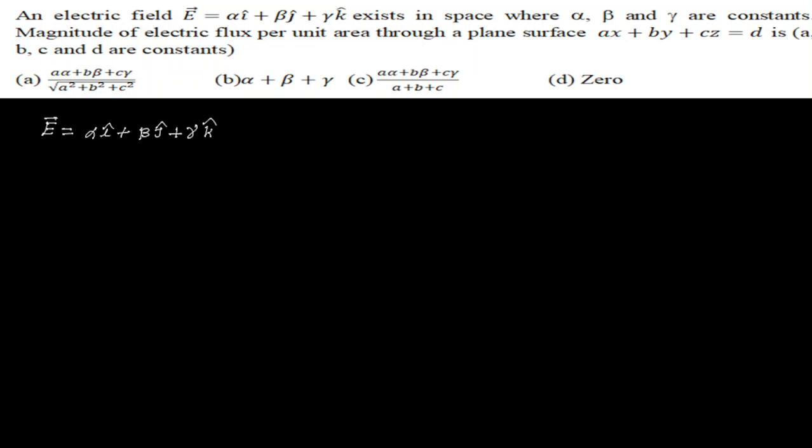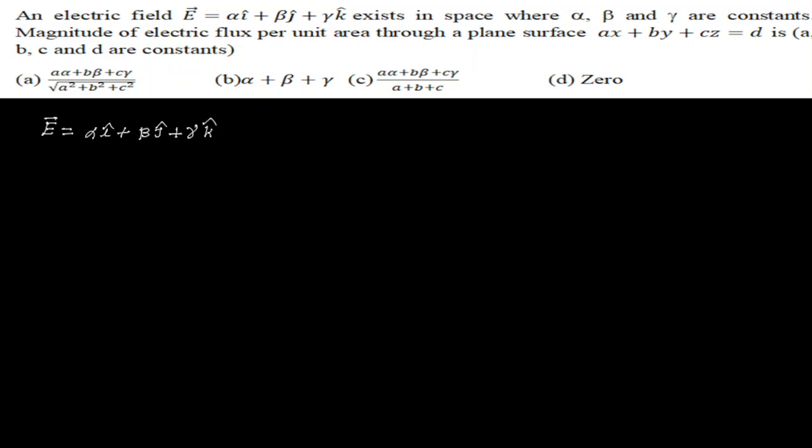And then we have the equation of this plane: ax plus by plus cz equals d. Again, it's a plane surface, so that means it will also be an open surface. In this case, what has been asked is: what will be the total flux through this given surface per unit area?